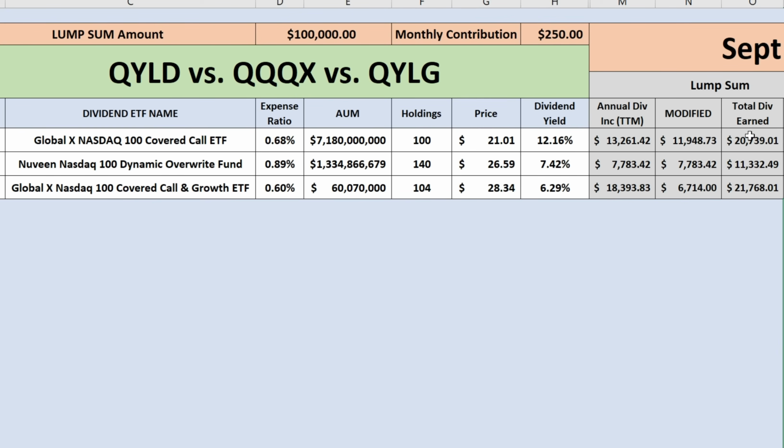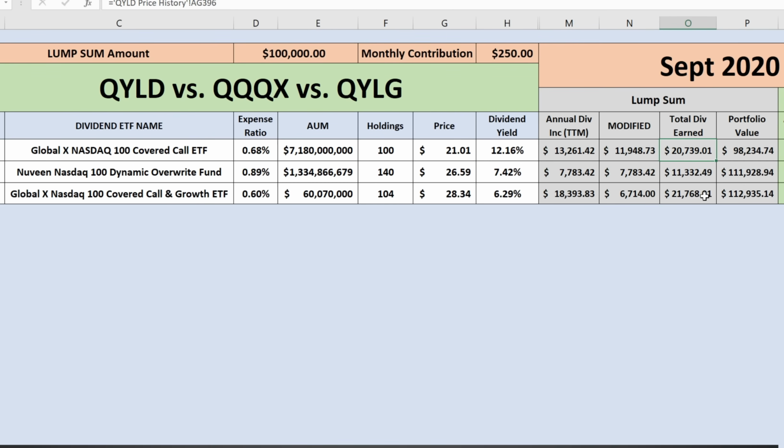Total dividends earned, which is not adjusted for that modified payment, would be $20,739 for QYLD, $11,332 for QQQX, and then $21,768 for QYLG. Now, portfolio value. As we expect, QYLD lost money over these 15-16 months. It dropped from $100,000 down to $98,234.